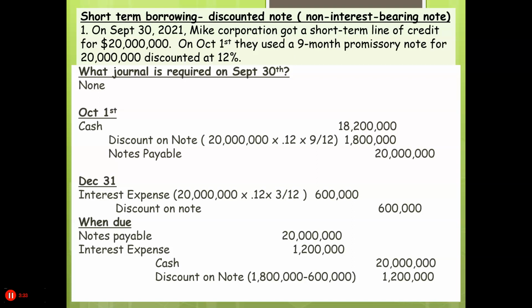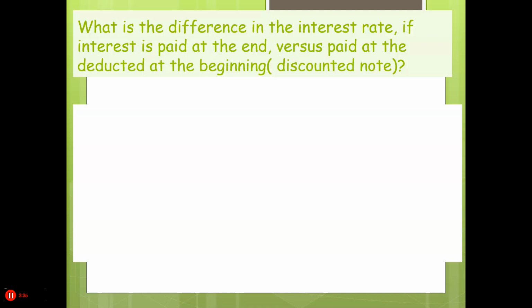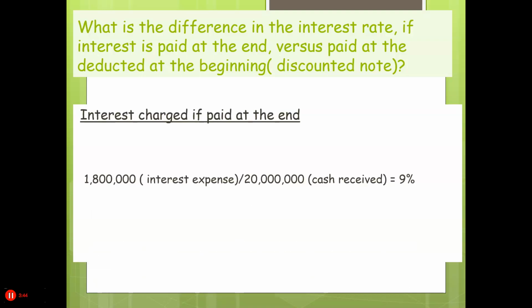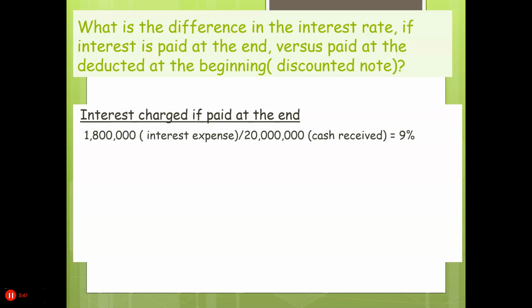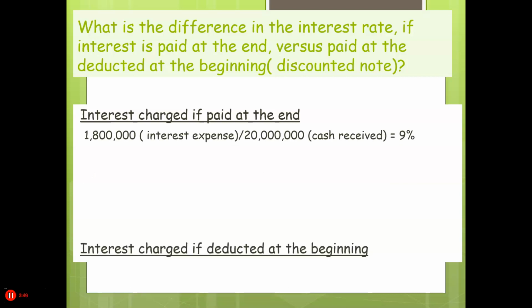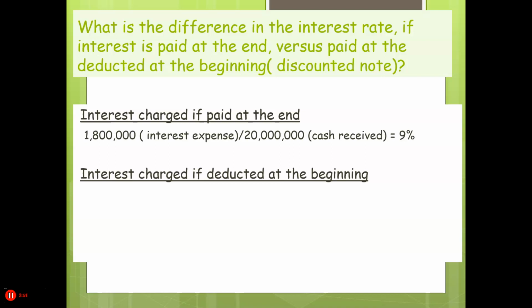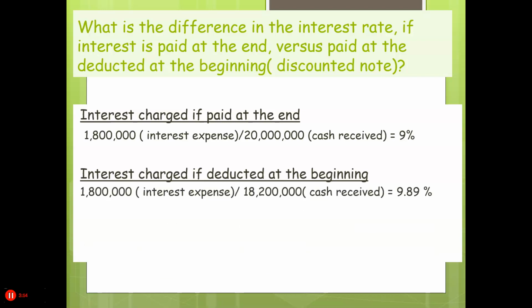notes off the books. Now, what's the difference in the interest rate if the interest is paid at the end versus paid, or deducted, at the beginning, which is a discounted note? Well, interest charged if paid at the end was 9%, which is what we just did. Now, what about the interest charge if deducted at the beginning? Well, we had interest expense of $1.8 million, but we only received $18,200,000, so we actually paid almost 1% higher. So you always pay more for a discounted note.